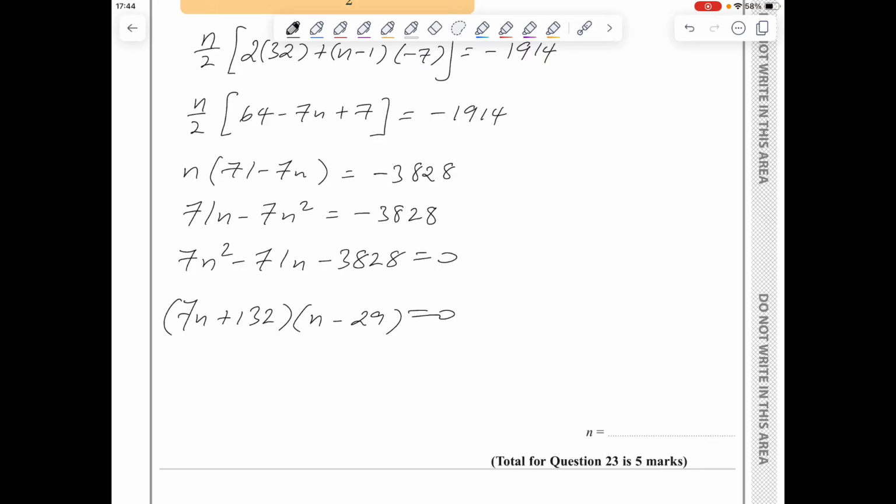So I get two n values. n is equal to minus 132 over 7, or n is equal to 29. Now n must be a positive integer, so reject the first solution. So n is equal to 29.